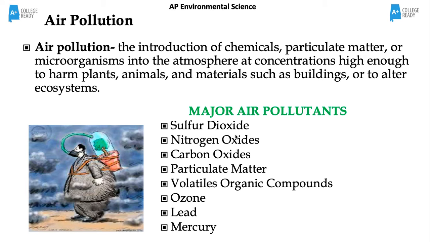So, some of the major air pollutants that we deal with are sulfur dioxide, nitrogen oxides, carbon oxides. So, we talk about CO2 constantly in this class, right? Carbon dioxide is a huge pollutant. Particulate matter, so that can be dust, debris, things like that. Volatile organic compounds, or VOCs, those normally come off of newly manufactured items and can pollute our homes. Ozone, lead, and mercury.